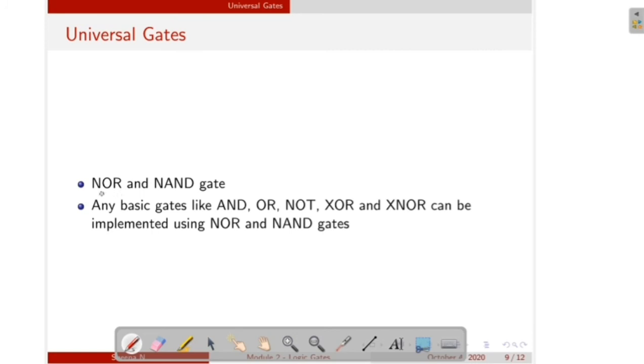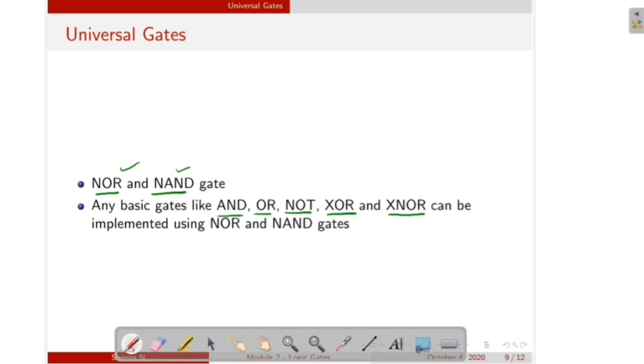There are two gates, NOR gate and NAND gate, called universal gates. They are called universal gates because by using these two gates we can implement all other gates, that is AND gate, OR gate, NOT gate, XOR gate, XNOR gate. All these basic gates and other gates can be implemented using the NOR gate and NAND gate. That's why these two gates are called the universal gates.